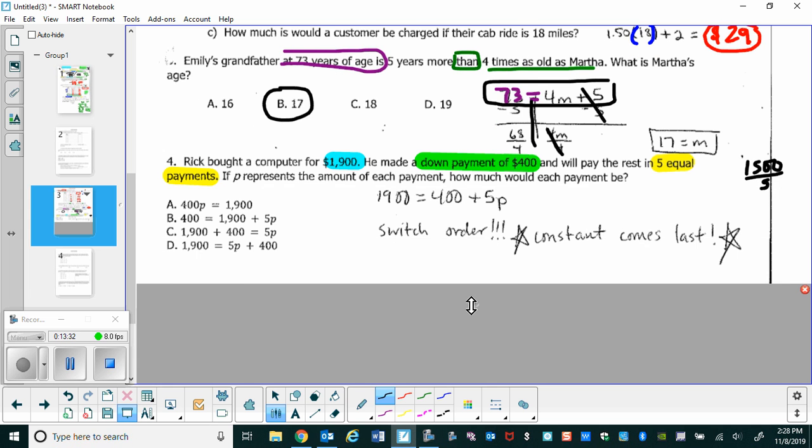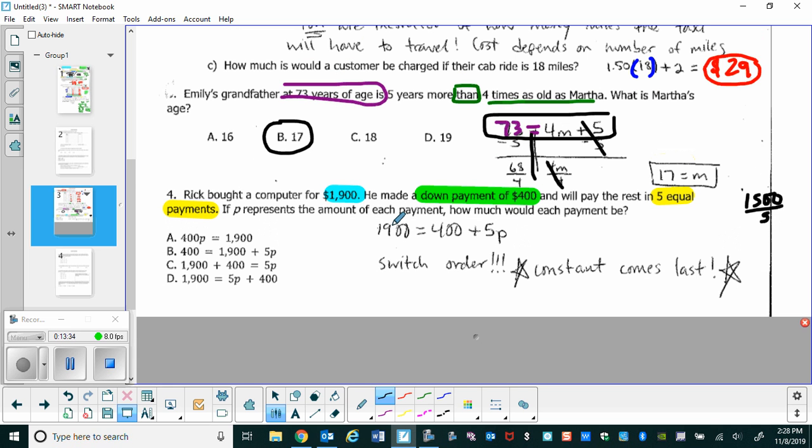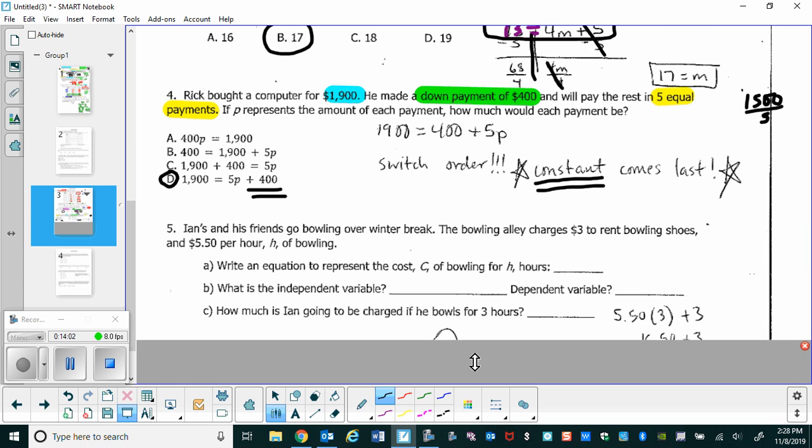So to write an equation here, what we have is it's $1,900 for the computer, and you're going to pay for it by the $400 right then and there in the store. That's the down payment. And then you have 5 payments after that. Now we're going to switch the order here because the constant always comes last. Again, that's just like a grammar rule. So when you're looking for your answer over here, it's going to be answer choice D. You're going to have the 5 equal payments plus the $400 no matter what, and that shows the constant coming last.